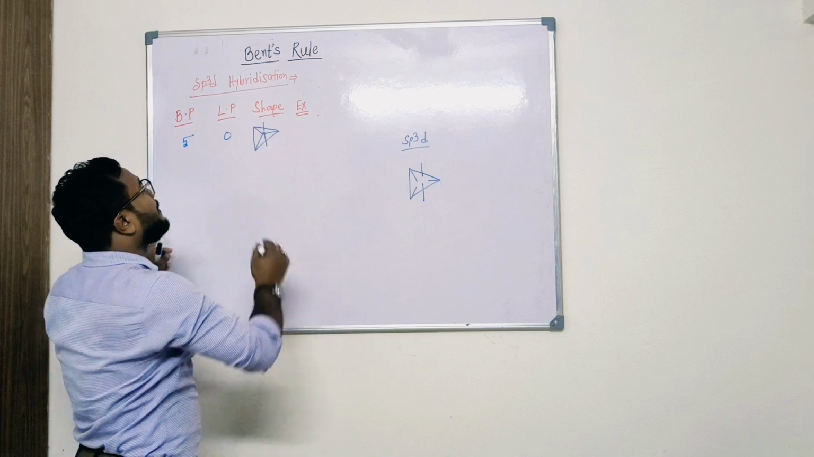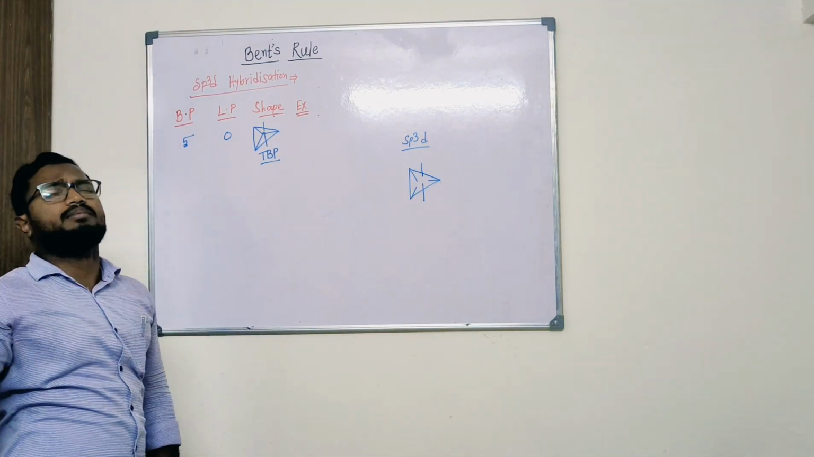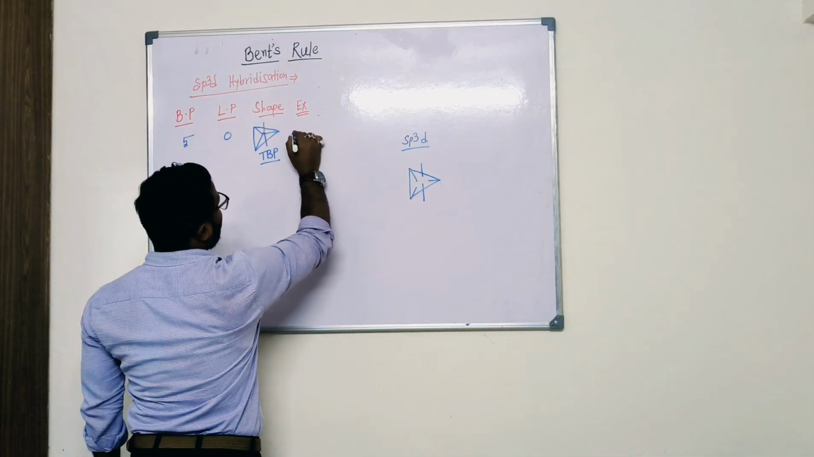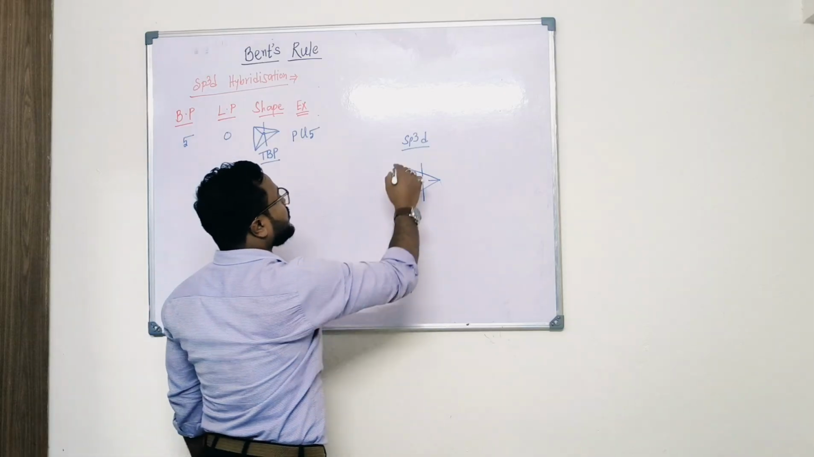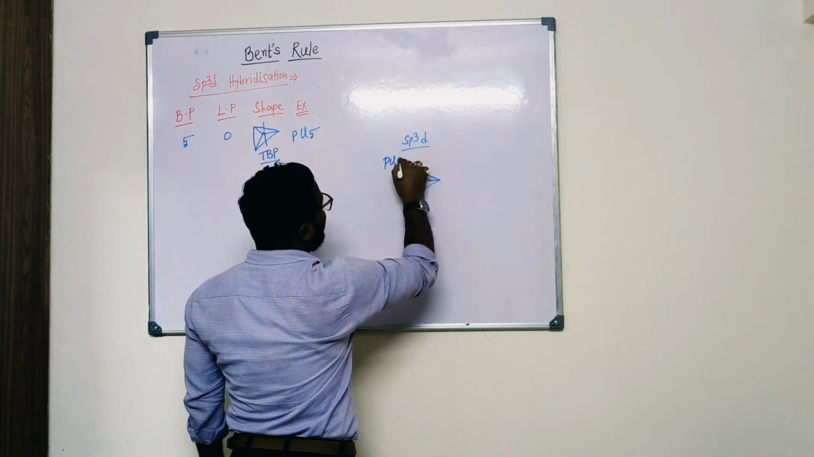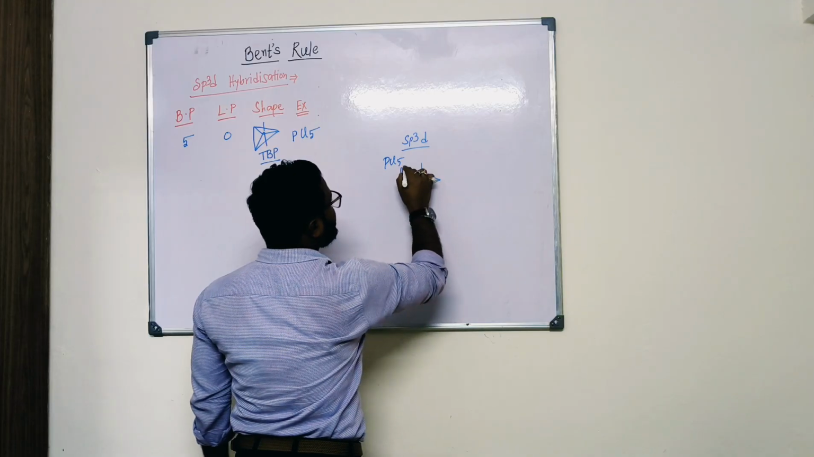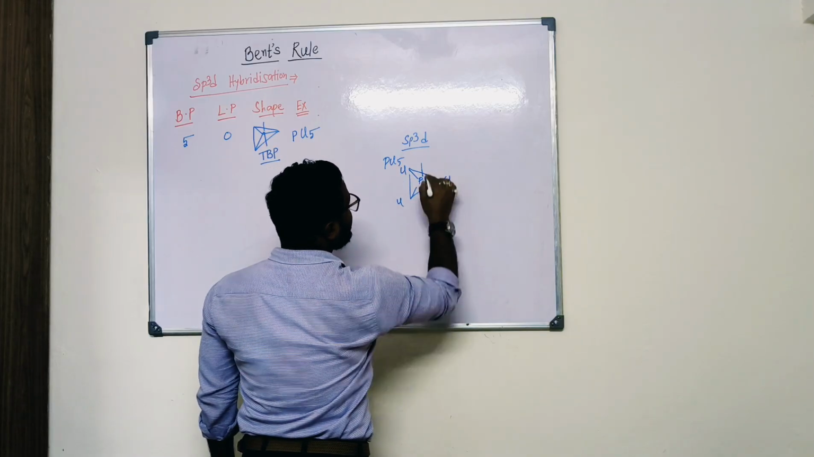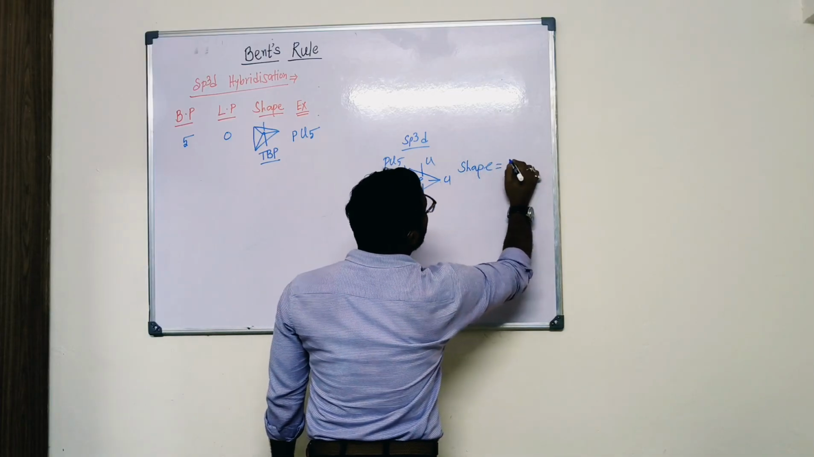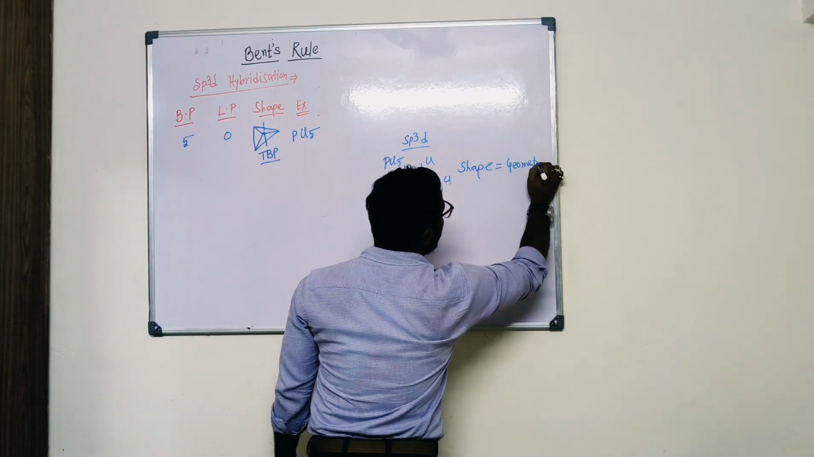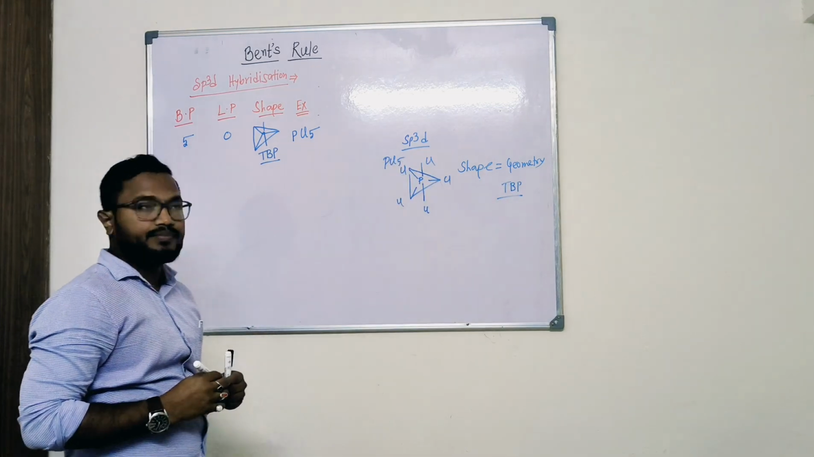It is trigonal bipyramidal shape TBP, and the most famous example for this is PCl5. How can PCl5 be drawn? You can see for PCl5 the central atom is phosphorus. It is connected to chlorines 1, 2, 3, 4, 5. So here shape and geometry both are TBP, exactly the same.